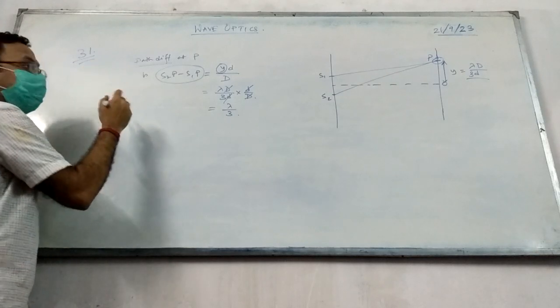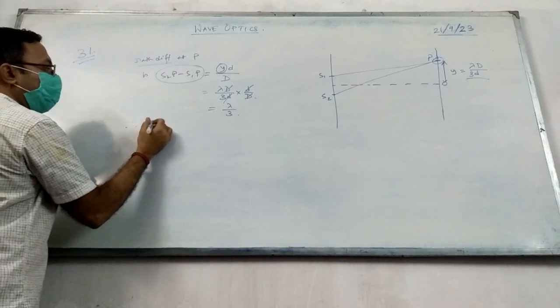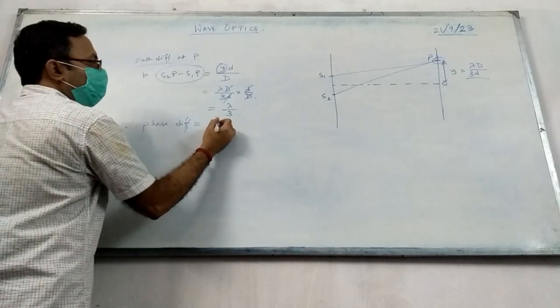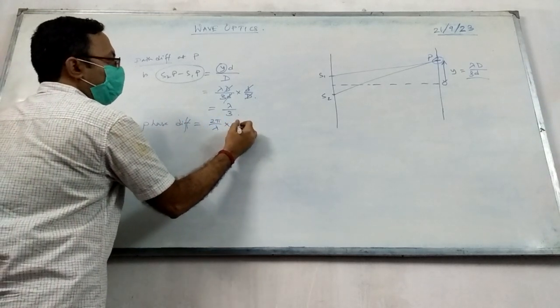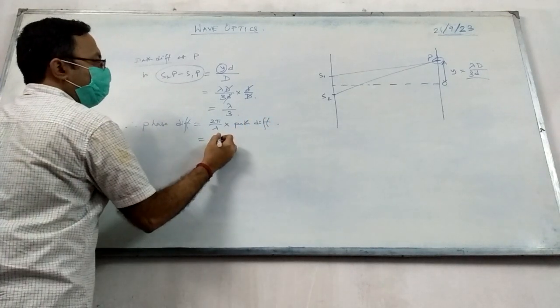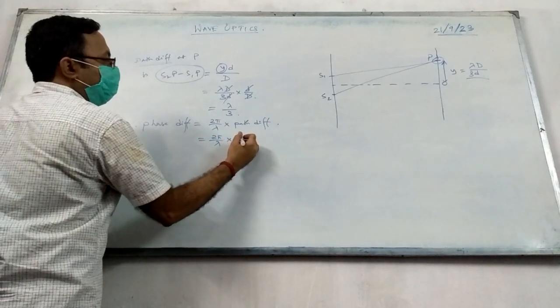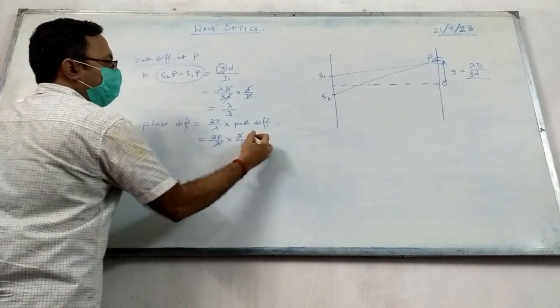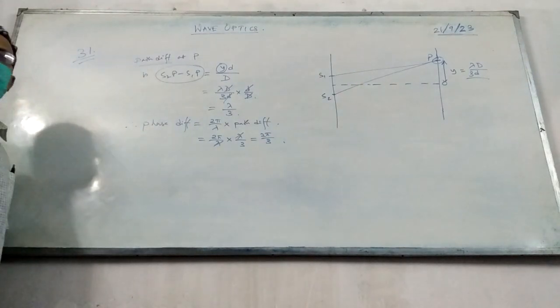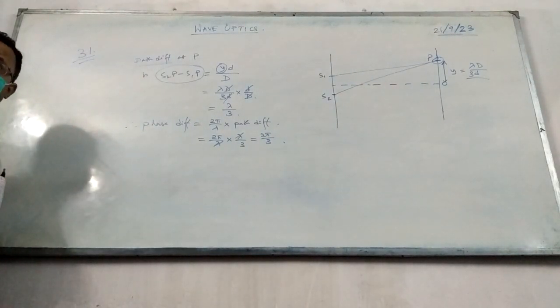So if this is the path difference, how do we find the phase difference? We know that phase difference is equal to 2 pi by lambda into path difference. So that is 2 pi by lambda into lambda by 3. That is 2 pi by 3. This is what? 2 pi by 3 is the phase difference.